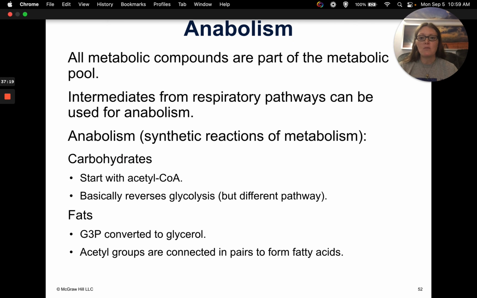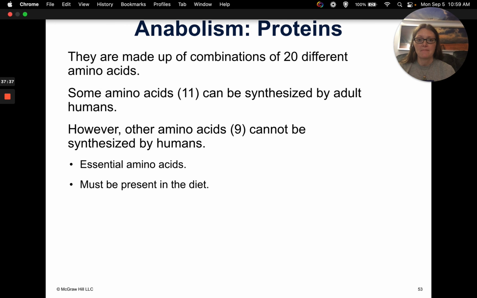Anabolism: all metabolic compounds are part of the metabolic pool. Intermediates from respiratory pathways can be used. Carbohydrates start with acetyl-CoA and basically reverse glycolysis, but in different pathways. And then fats are also used in this process. So you can do this with proteins as well.